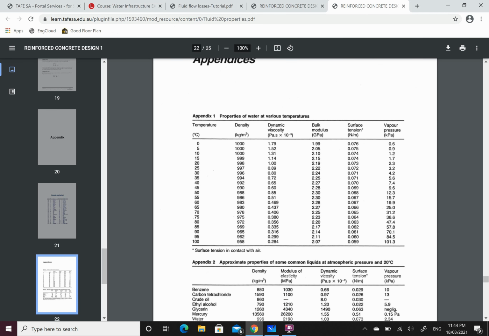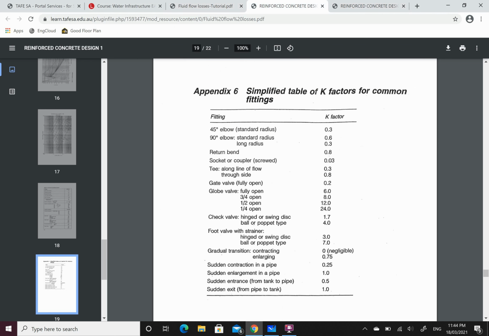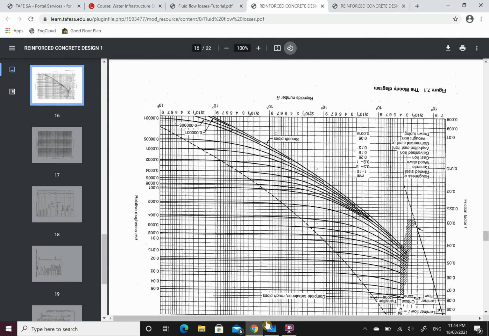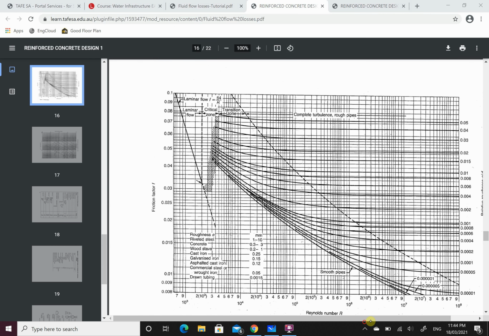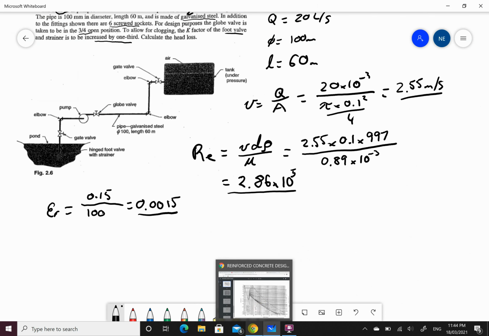So let's go find Moody. Where are we? Moody diagram. Here we are. So let me just rotate it so we can see what's going on. This is what we have. Alright, so my roughness E for galvanized iron, 0.15. This is where that value came from. I've worked out my Reynolds number, which was 2.86 by 10 to the 5.